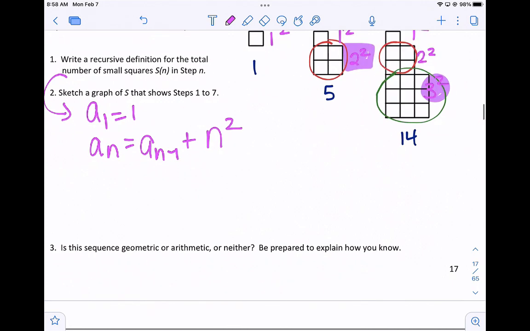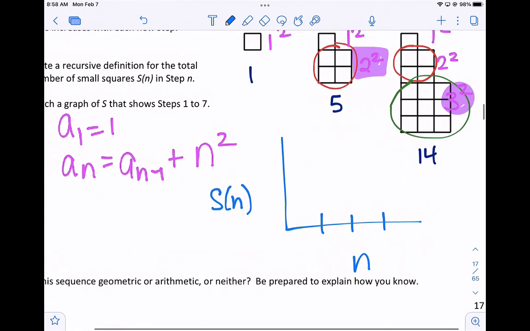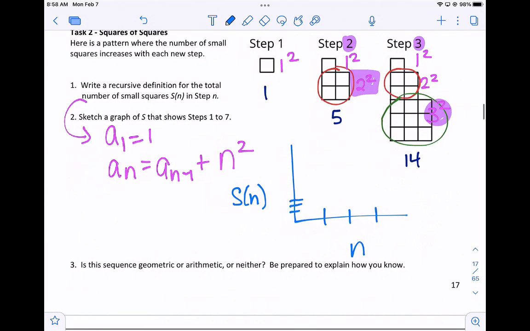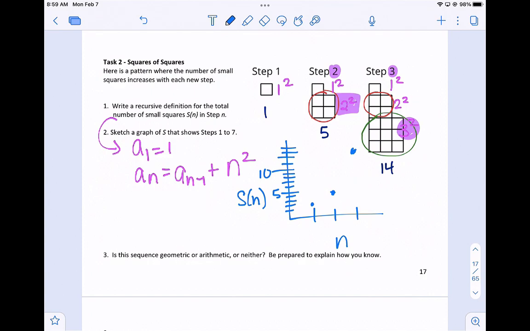So here's the recursion. If we were to graph this, you can graph the first 3 terms. So here's n, here's s sub n, the sum. So I just have the first 3 terms, and it goes up to 14. 1, 2, 3, 4, 5, 6, 7, 8, 9, 10, 11, 12, 13, 14. Right, so 3 is 14. This is 5. This is 1. So here's what the graph looks like. It's not linear. It looks kind of exponential.